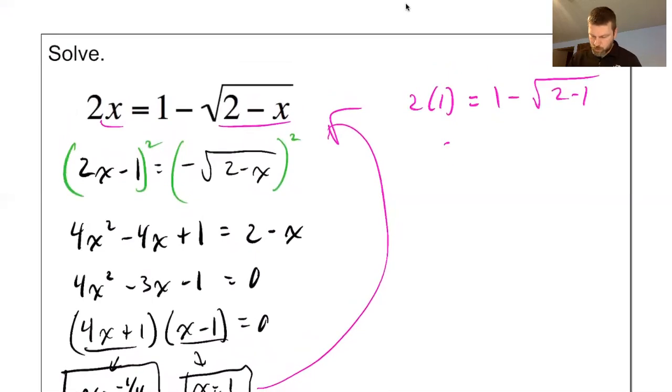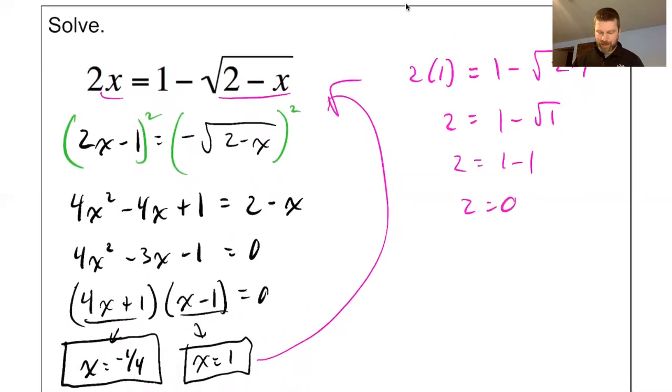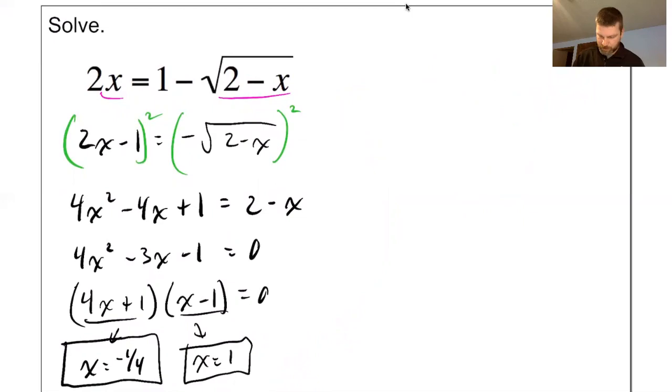This will get me 2 on the left is equal to 1 minus the square root of 1, which is 2 equals 1 minus 1, which is 2 equals 0. That is definitely not true. x equals 1 is definitely not a solution. Since it's not a solution, it's called an extraneous solution.